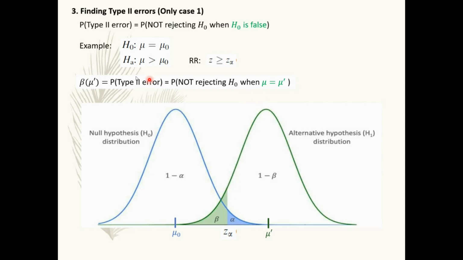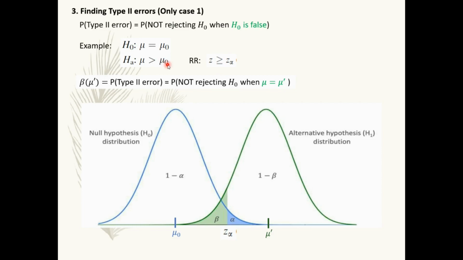So when you're asked to calculate a type 2 error, they will always give you a specific value, and that's going to lock the distribution. The specific value is going to be mu prime. So when they say mu equals mu prime, that's going to be equivalent to H0 being false because it's going to be some value that's, in this case, in the alternative, satisfying the alternative.